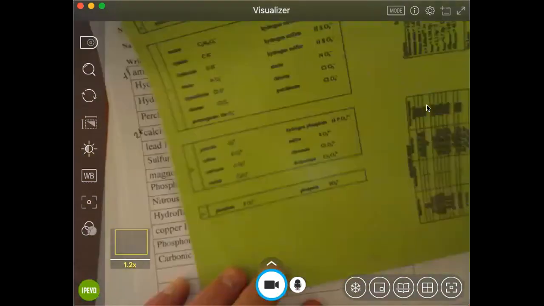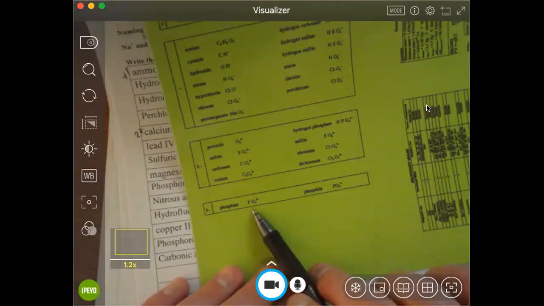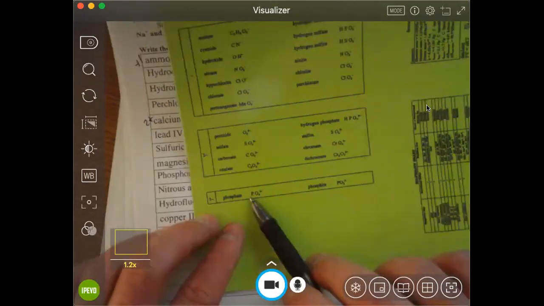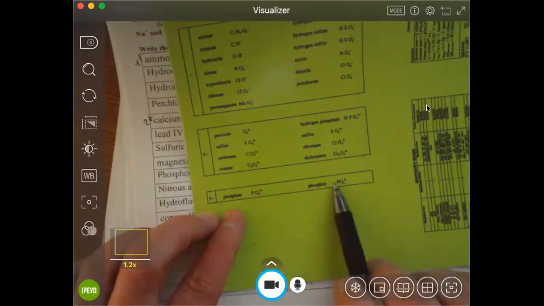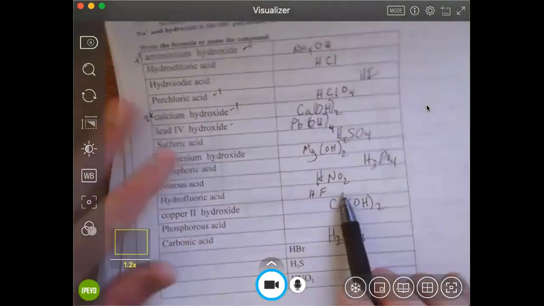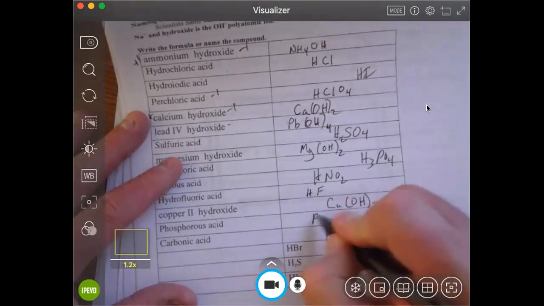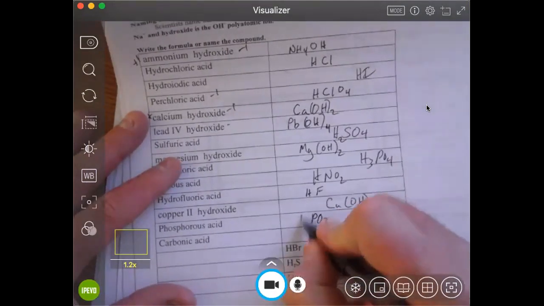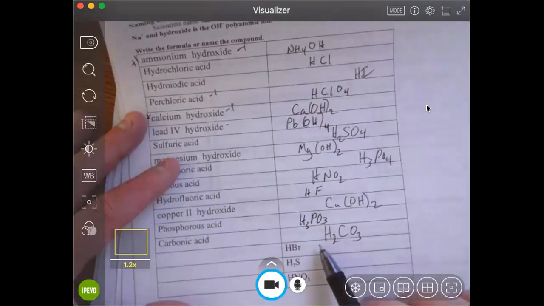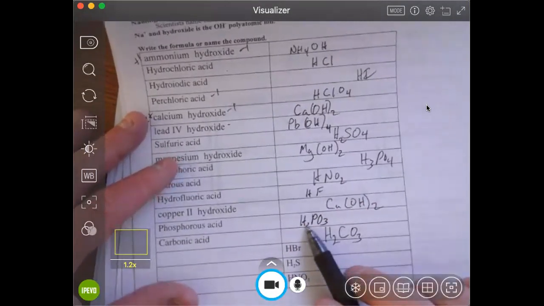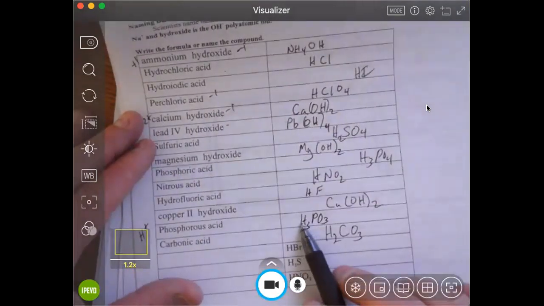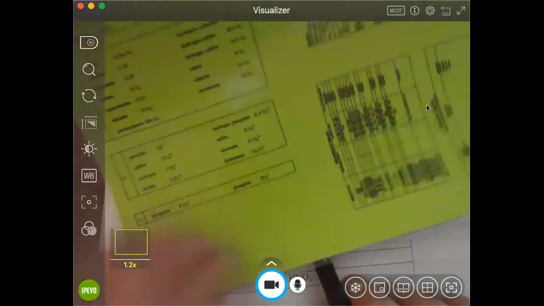If we look on the back of our periodic table at these polyatomic ions, if you don't have those memorized, you're gonna need your periodic tables. Phosphate is PO4, 3 negative. Phosphite is PO3, 3 negative. So ite is PO3. 3 negative means we need 3 hydrogens to cancel that charge out. Remember, each hydrogen is a H plus. So we need 3 H pluses to combat 3 negative.